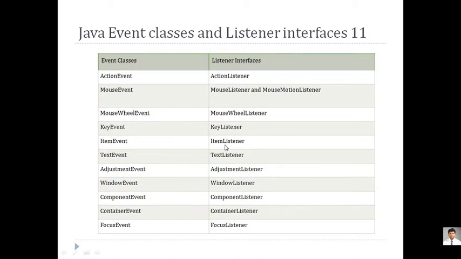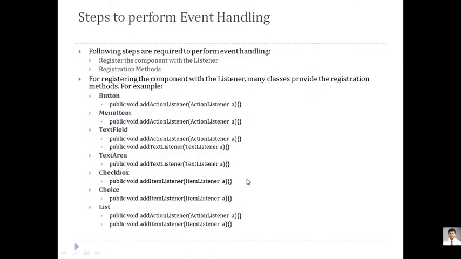For key event, there is key listener. Item event has item listener. Text event has text listener. In the same way, corresponding events have corresponding listeners. So there are 11 things you have to keep in mind. And for each interface, there are specific functions required for adding those listeners. If I'm using action listener, it should be add action listener. If I'm using text listener, it should be add text listener. If I'm using item listener, it should be add item listener.